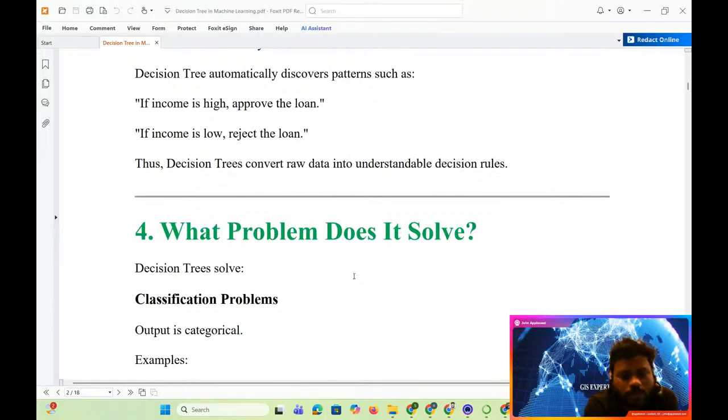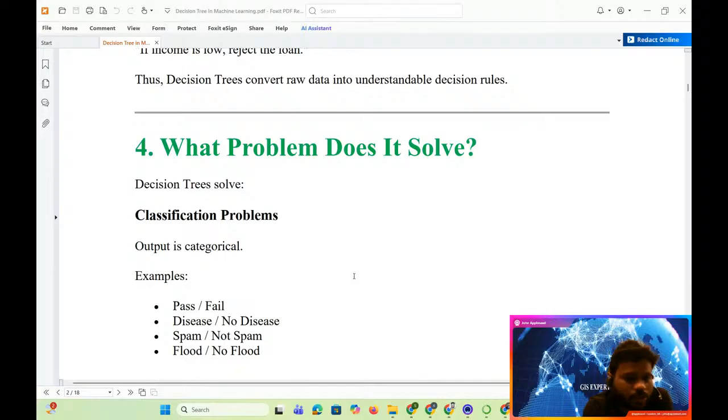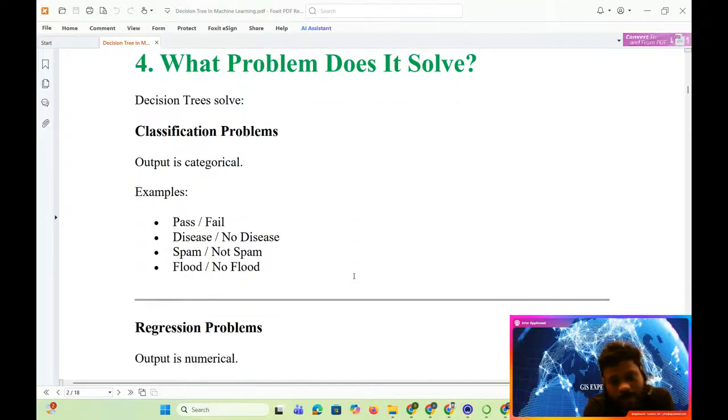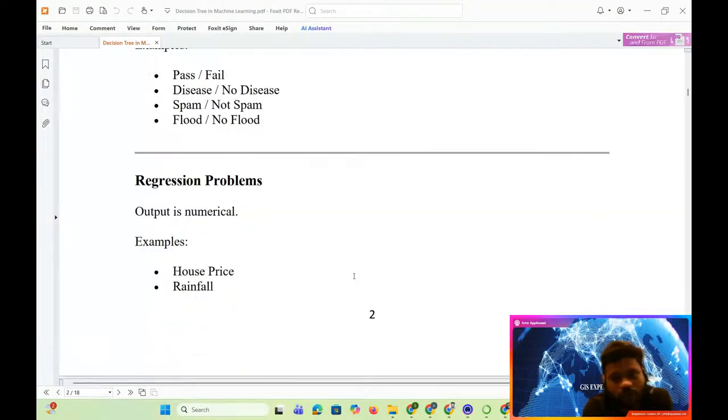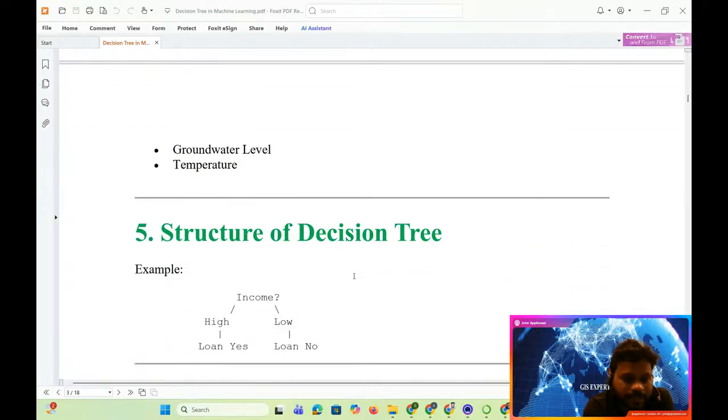Okay. What problem does it solve? A decision tree solves classification problems, where the output is categorical. Example: pass, fail, disease, no disease, spam, not spam, food, not food. And regression problems, where the output is numerical. Example: house price, rainfall, groundwater level, temperature.